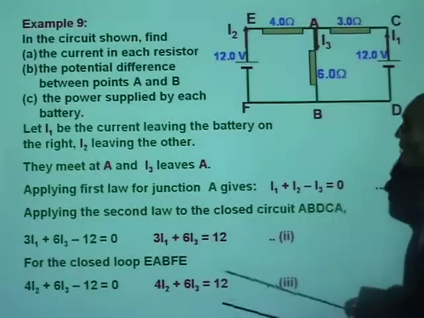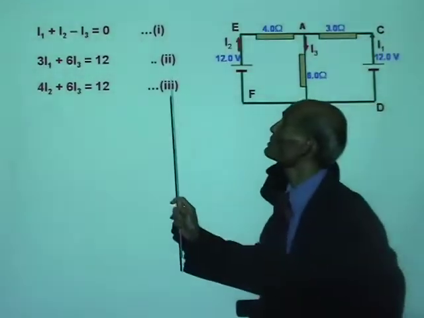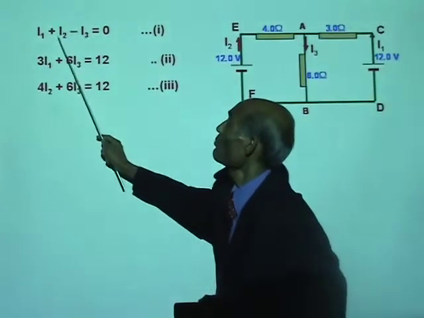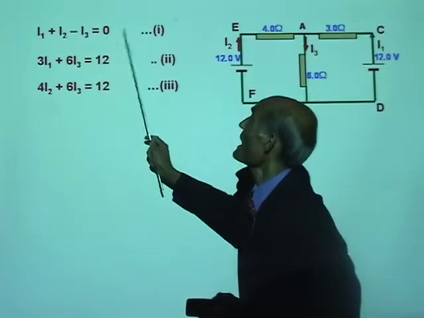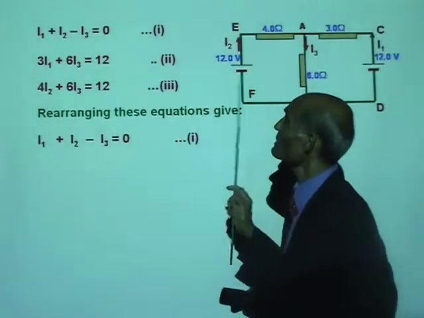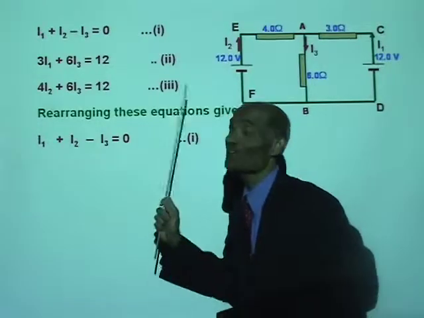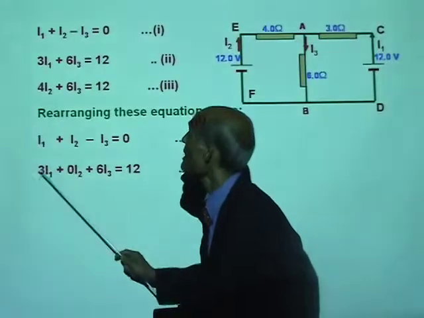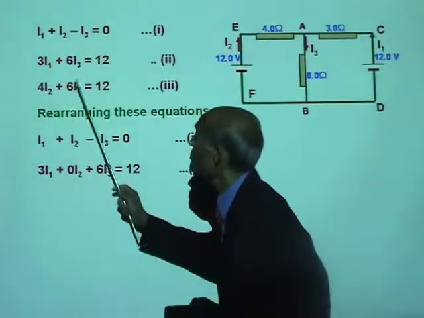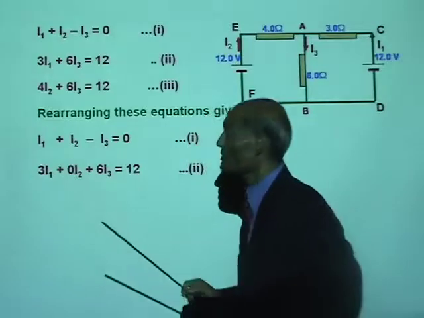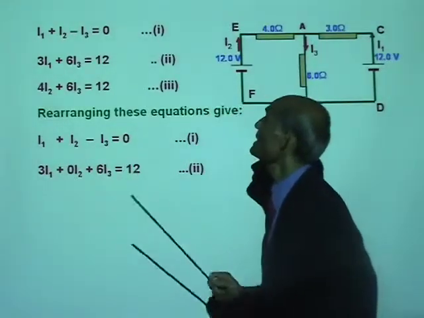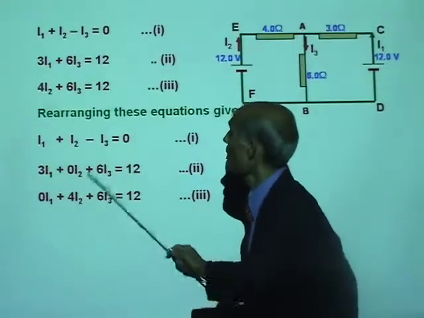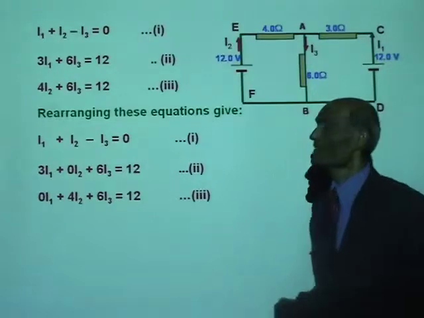Okay. Now, write down these equations in the proper way. How? It will be 1I1 plus 1I2 minus 1I3 equal to 0. Rearrange the equation. I haven't this time put the ones, but you understand that. And the second equation is 3I1 plus 0I2. There is no I2 there, so I added 0I2. Plus 6I3 equal to 12. And 0I1 plus 4I2 plus 6I3 equal to 12.